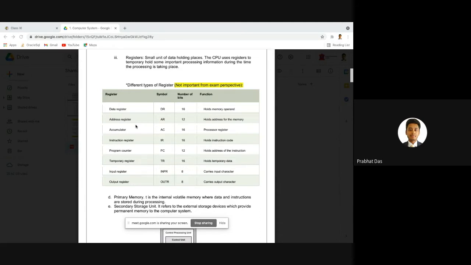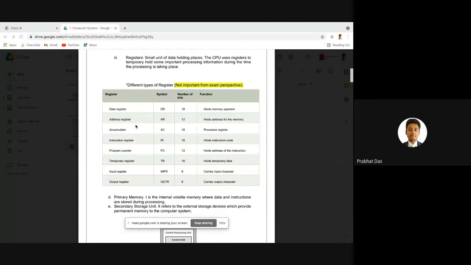The purpose of the data register is to hold the memory operand. If you talk about the address register, its purpose is to hold the address of the memory. The accumulator is basically the processor register.